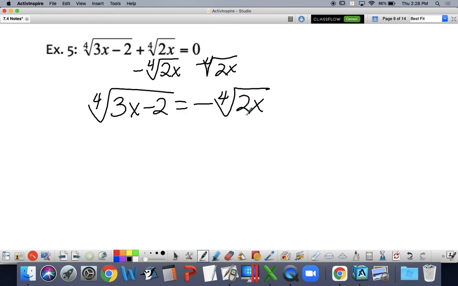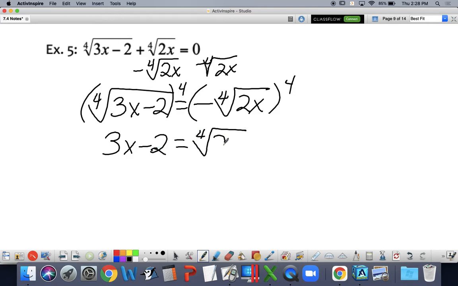Now I want to raise both sides to the 4th power. So I raise both sides to the 4th power, which is great, right? That's going to cancel out my 4th root. So on the left-hand side, I get 3x minus 2. On the right-hand side, now I have a negative times a negative times a negative times a negative. So it becomes positive. So I just wind up with, oh sorry, not the fourth root, just 2x.